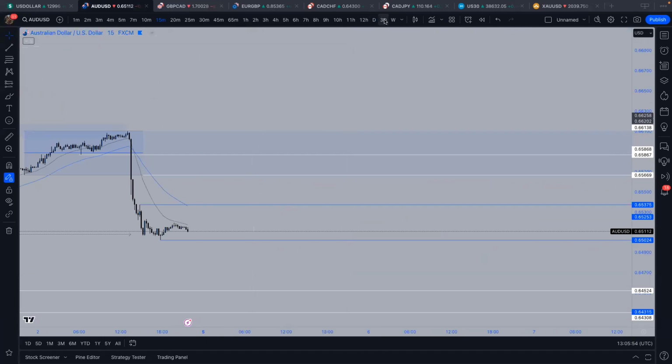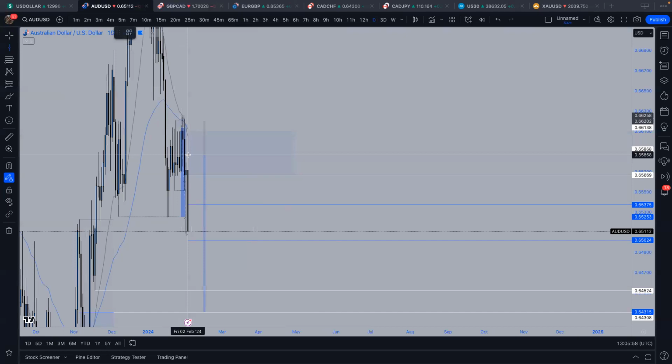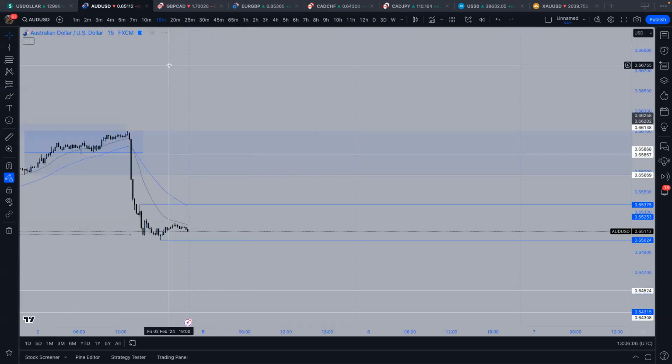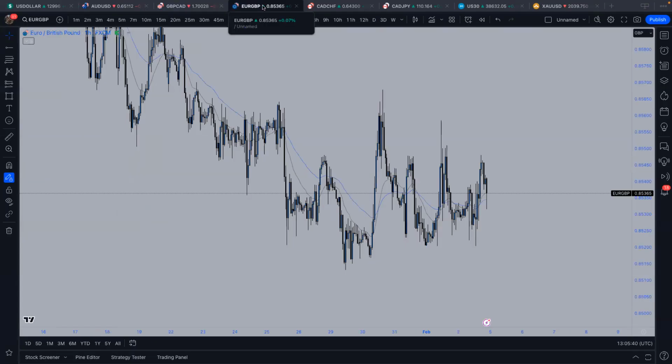Euro pound. Let me just do my Monday, Tuesday, Wednesday. Cool. AU again. That's just our sell model. I like to just have this so I can see the run of the week. Euro pound.